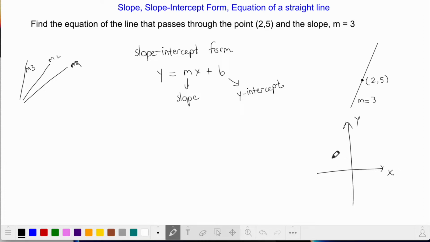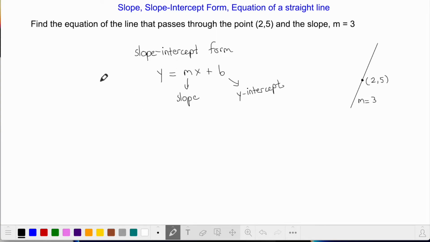Here are the y-axis and x-axis. Let's say the value of the y-intercept is positive 3, then the line will pass through positive 3 on the y-axis. And if the y-intercept is at negative 5, the line will cut through the y-axis at negative 5. And the line can be in this nature also. It depends on the slope of the line. If it is going downhill, the slope is negative, and if it is going uphill, then the slope is positive. I hope you get the concept.